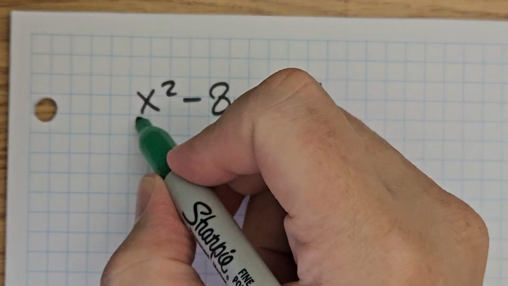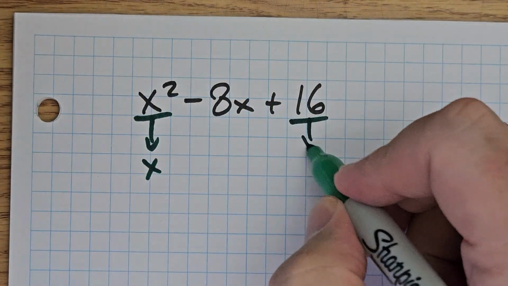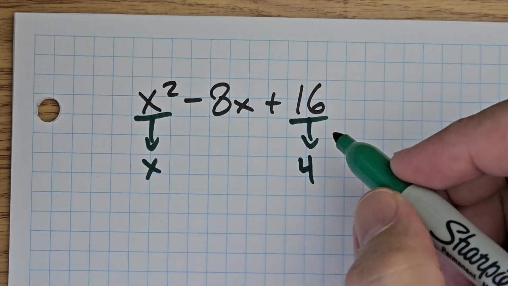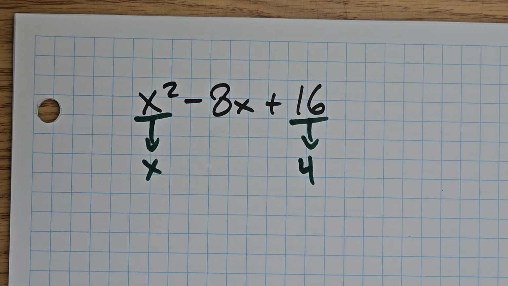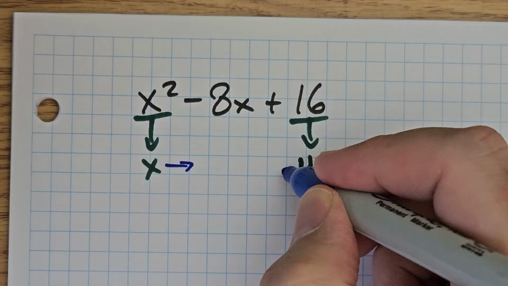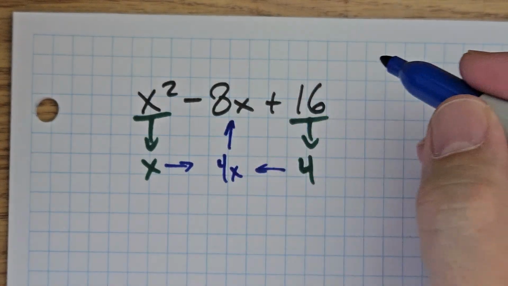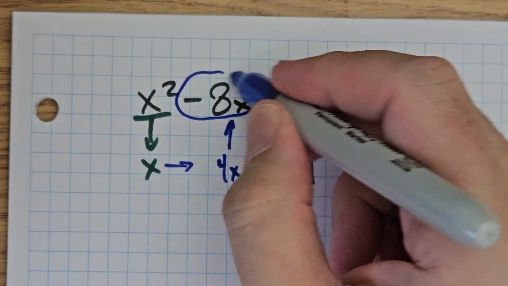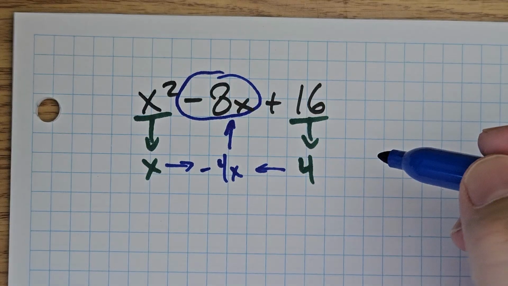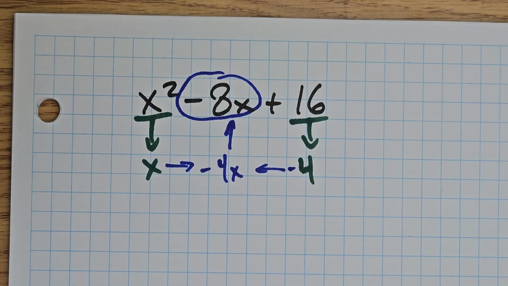So let's just talk about what we do here. Is the first term a perfect square? Yes. What's its root? X. Is the last term a perfect square? Yes. What's its root? 4. Now, what is the product of the first and last two terms? 4x. What is double that product? Well, this one's negative 8x, so this has to be negative 4x, and this has to be a negative 4.